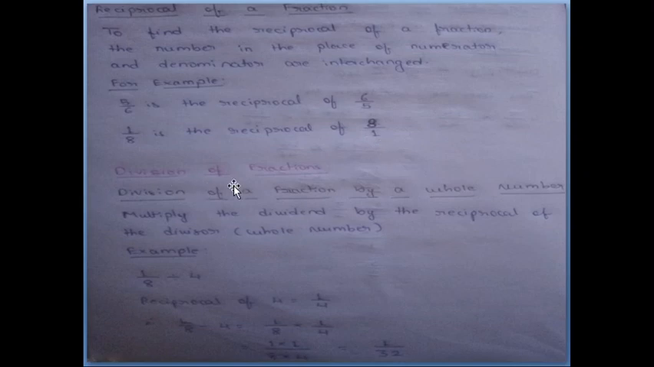Now, division of a fraction. Now we will see how to perform the division of a fraction. First is division of a fraction by a whole number. Multiply the dividend by the reciprocal of the divisor, that is, the whole number. For example, 1 by 8 divided by 4. Here 1 by 8 is a fraction and 4 is a whole number. When a whole number and a fraction are given in the form of division, how do we do it?